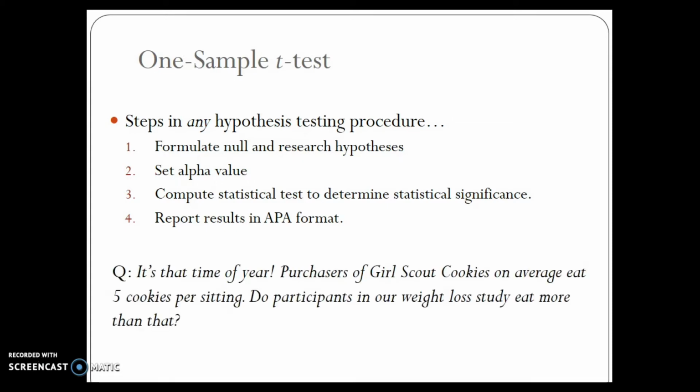Let's look at this. Oh, it's that time of year. Purchasers of Girl Scout cookies on average eat 5 cookies per sitting. Well, I'm not in this sample because I would eat all of them. Do participants in our weight loss study eat more than that? So do they eat more than 5 cookies per sitting? So let's take a minute and go through each of these steps in our hypothesis test here.